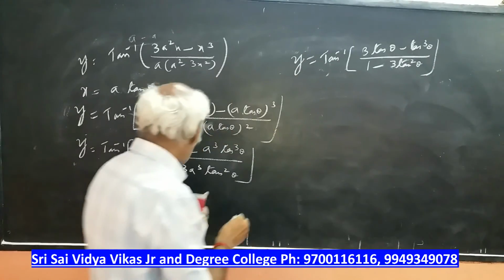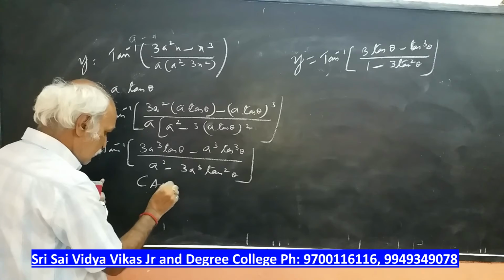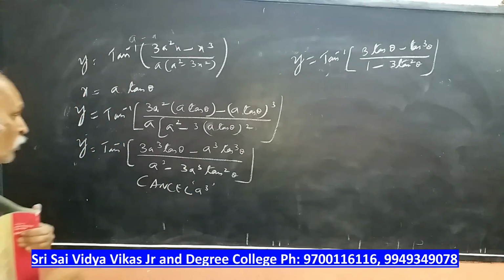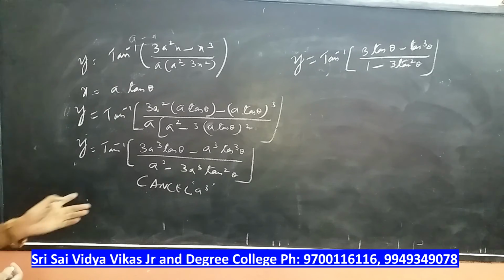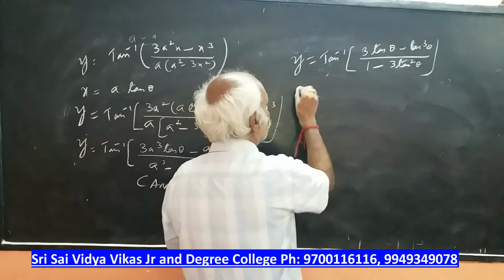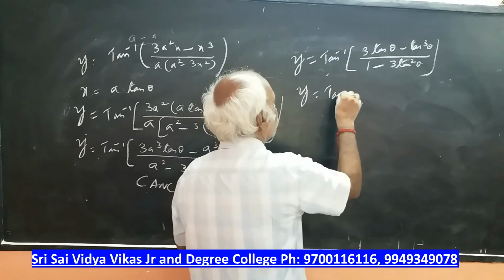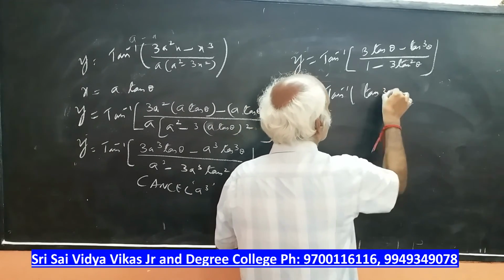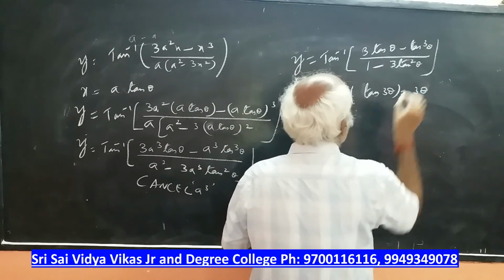So what I have done? Cancel a cube everywhere. Okay, a cube everywhere. So a cube gets cancelled, and this is left out. Again, we know this is the formula of tan 3 theta, so it is nothing but 3 theta.